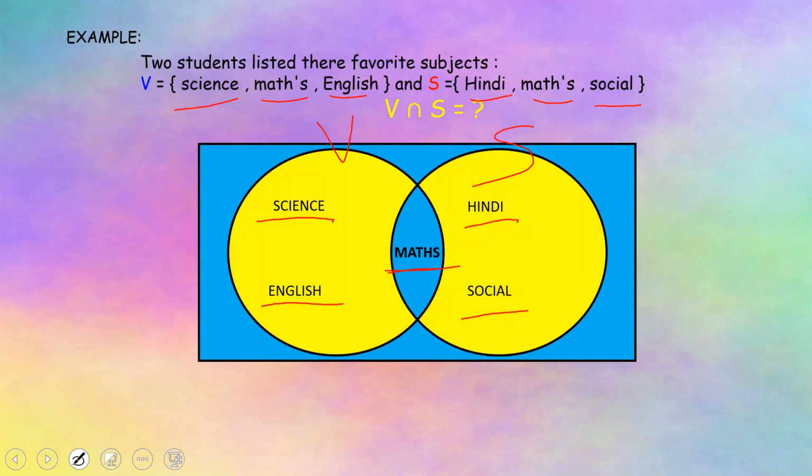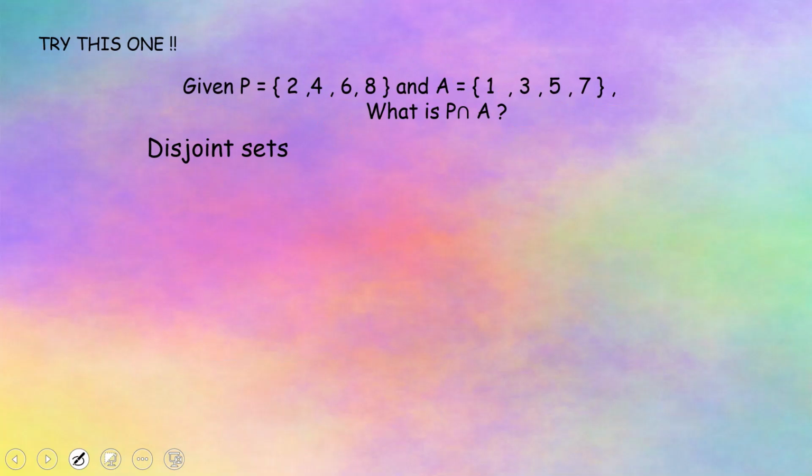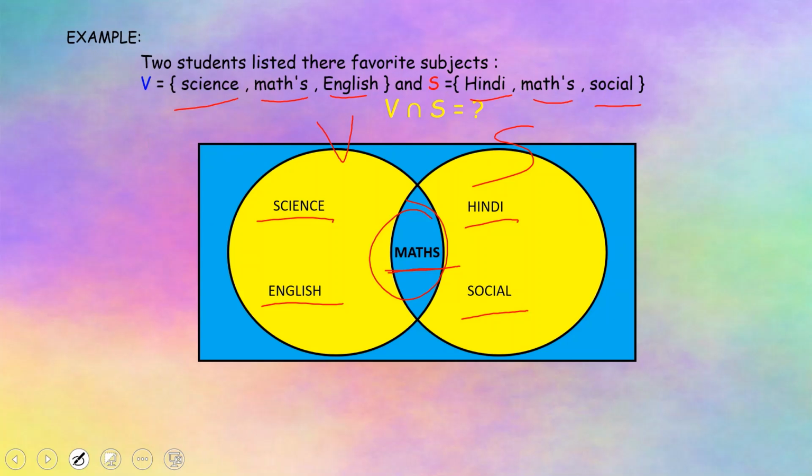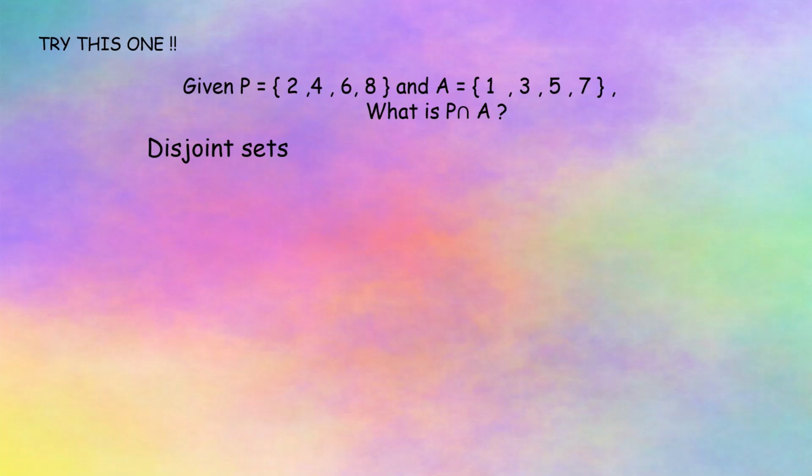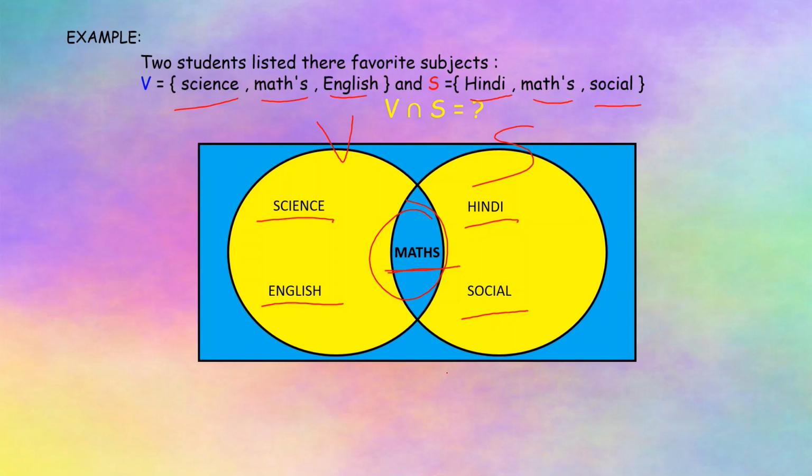Now when you keenly observe the elements present in V and S, you notice that maths is the only subject which is common to both the sets. So we write V intersection S as maths. So this is how intersection of two sets works.